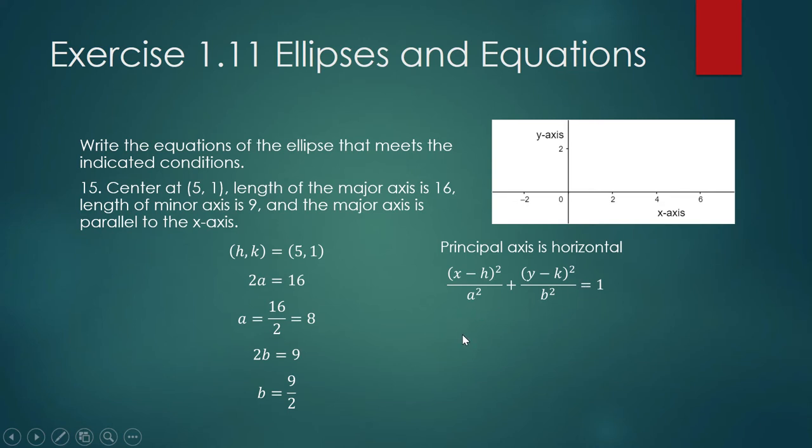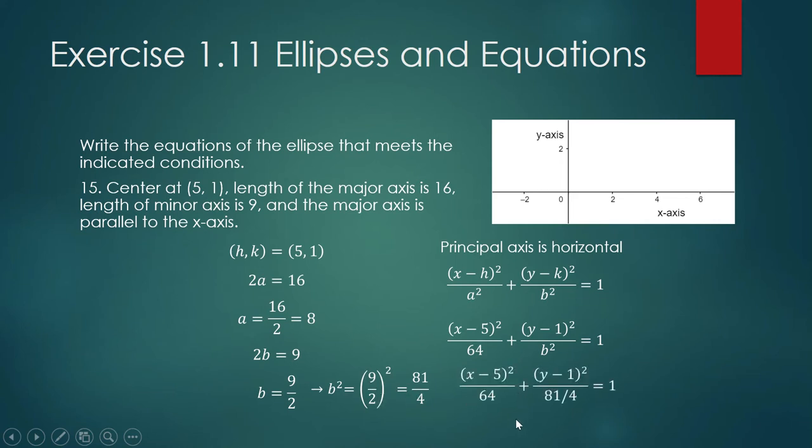So all we have to do now is just supply the values. Okay, so h is 5, k is 1, a squared is 8 squared, that's 64. But what about b squared? What is b? b is 9 over 2. Well, we don't have to write that in decimal form. You can just write b squared as 9 over 2 raised to the second power. So that's going to be 9 times 9, 81, and then 2 times 2, 4. So this is our standard equation for this ellipse.